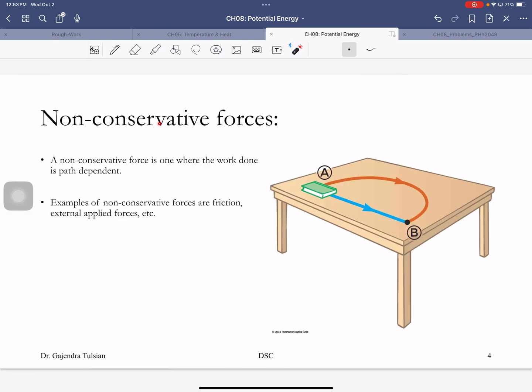Friction is a non-conservative force. Work done is path dependent. When the book goes from here to there, the work done by friction is different when the book goes from here to there along that path. If you were pushing this book, that is a non-conservative force. The work you do in pushing the book from here to here is different than the work you did in pushing the book from here to there, along that path.